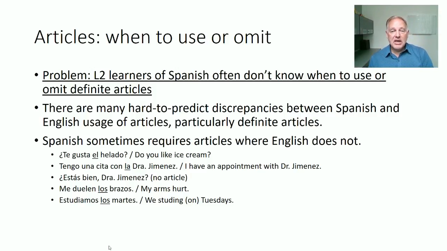So again, Spanish sometimes requires articles where English does not, and vice versa. So for example, some examples. ¿Te gusta el helado? Okay, if you're a fairly proficient speaker of Spanish, you know that's the way you say it, right? Do you like ice cream? But notice it's not the ice cream, right? It's just, do you like ice cream? Okay. Where's the article in English? Don't need it, shouldn't use it, right? Spanish, have to have it.